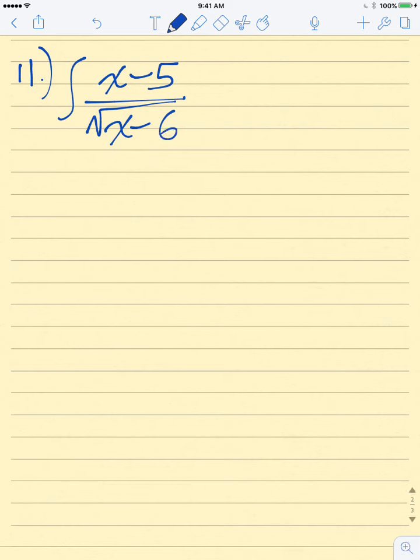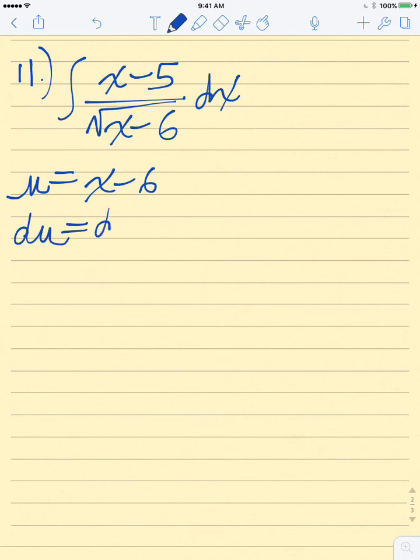And you can almost tell by now we're going to have a u, a du, and x is going to equal something in terms of u. I'm going to make u equal something inside the square root, as that's the more complicated part of this problem. Oh, I forgot my dx. So u is x minus 6, du is just dx. And again, that doesn't take care of the x minus 5 in the numerator. If I add 6 to both sides here, I'm going to get x equals u plus 6.